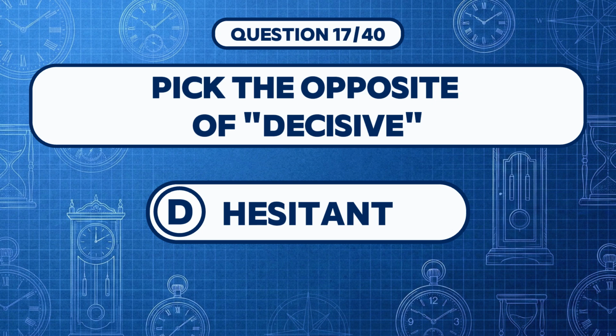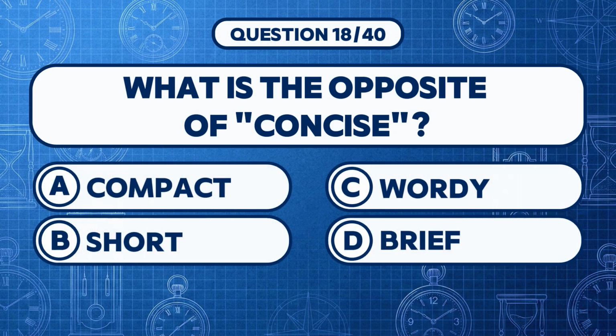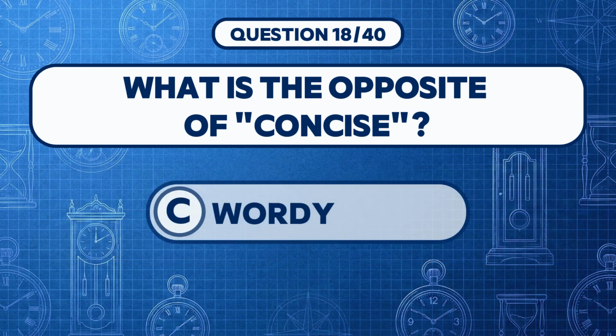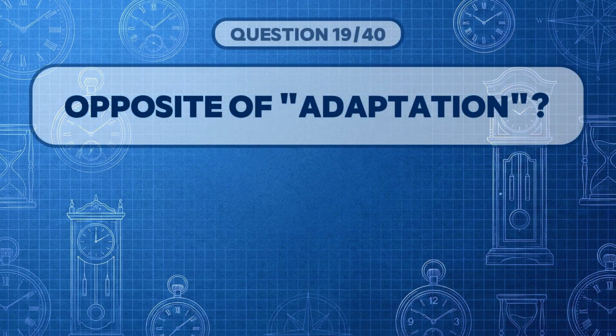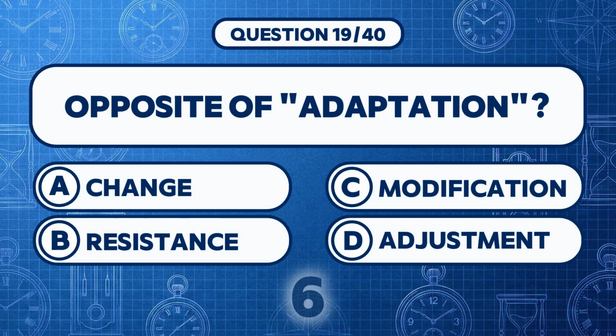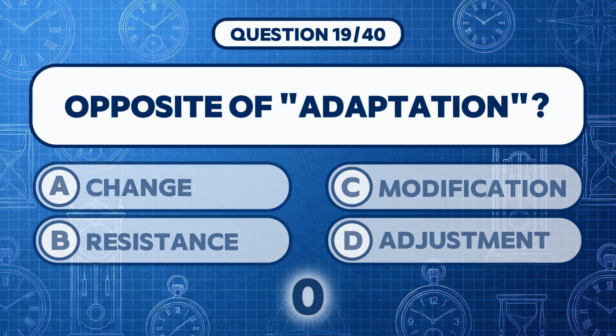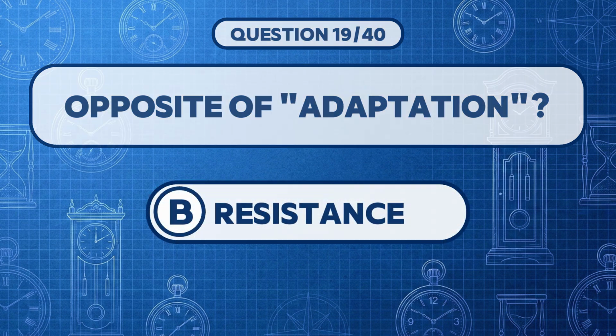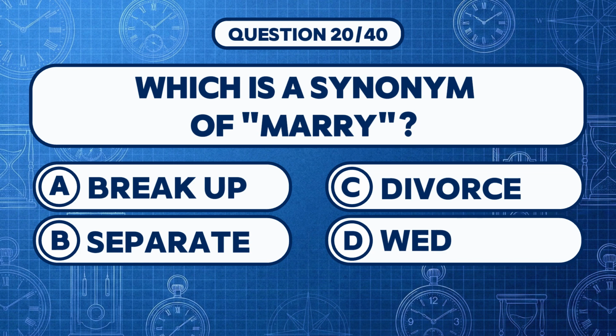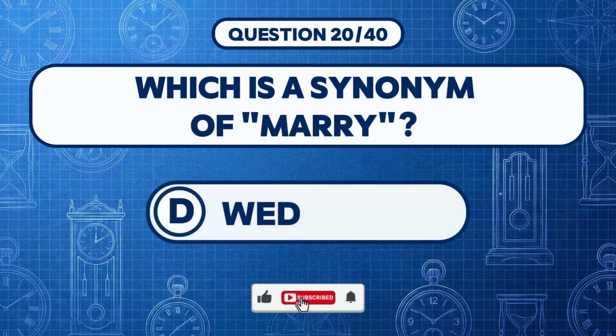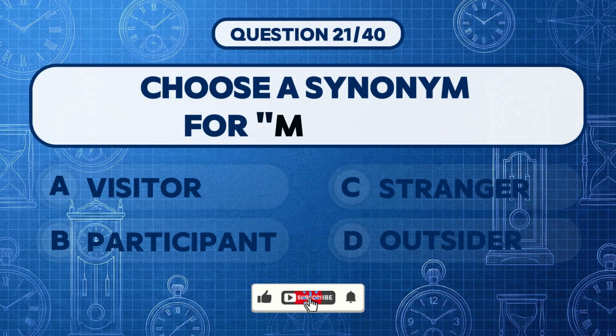Answer D. Hesitant. What is the opposite of concise? Answer C. Wordy. Opposite of adaptation. Answer B. Resistance. Which is a synonym of marry? Answer D. Wed. Choose a synonym for member.